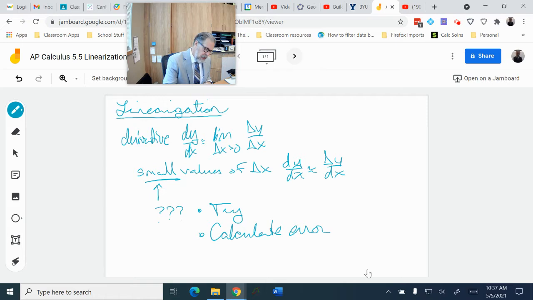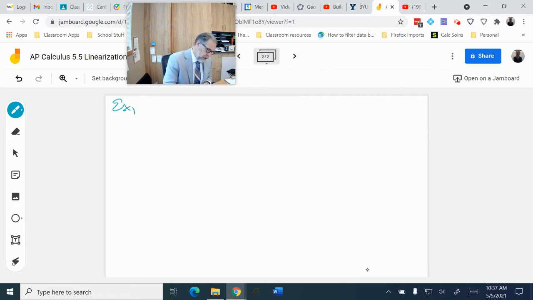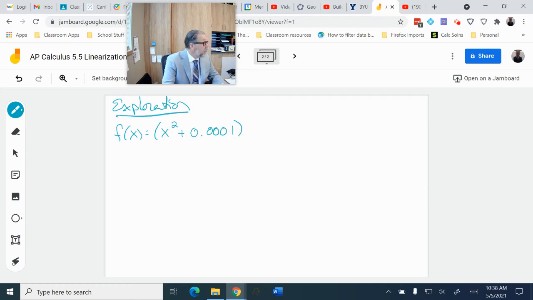So let's get started. We're going to start with a quick exploration of a fairly complicated looking function. If you don't have your TI or whatever graphing calculator, you might want to grab that out right now, pause the video, come back, because I'm going to ask you to look at some things in your calculator as we work our way through this video. So the function f of x equals (x squared plus 0.0001) raised to the power of 1/4, plus 0.9.